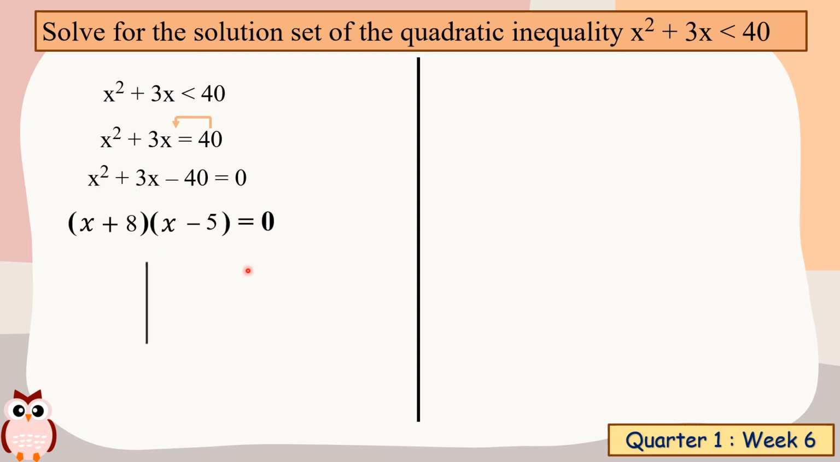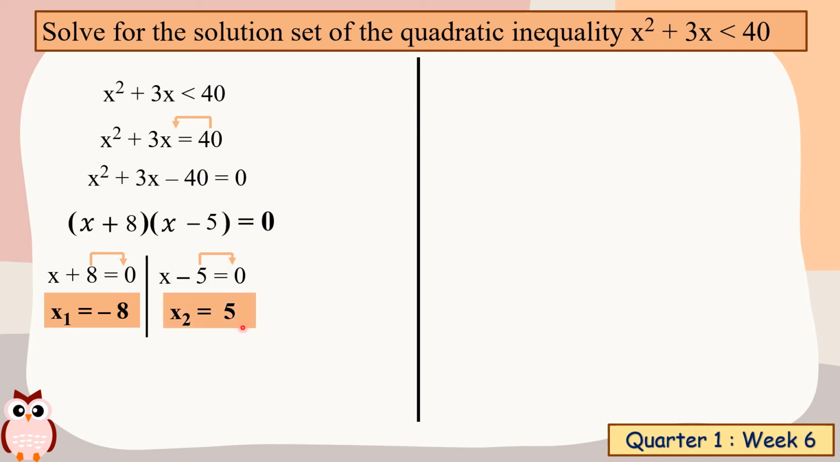So we're going to apply here the zero product property. So x plus 8 is equal to 0, then x minus 5 is equal to 0. So let us now solve for the first root. We have to move +8 to the other side of our equation. So that's why our x sub 1 is equal to -8. Then, for the second root, we're going to move -5 to the other side of our equation so that our x sub 2 is equal to +5. So these are the two roots that we obtained.